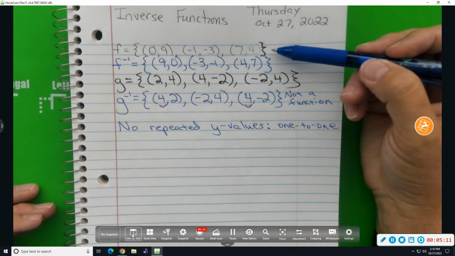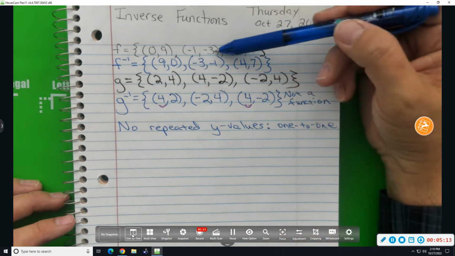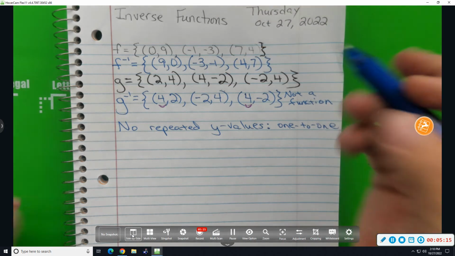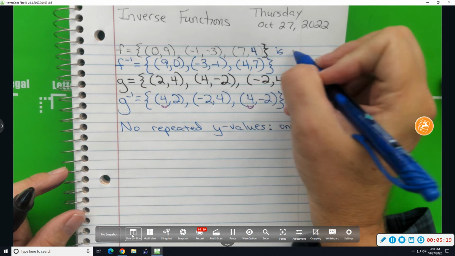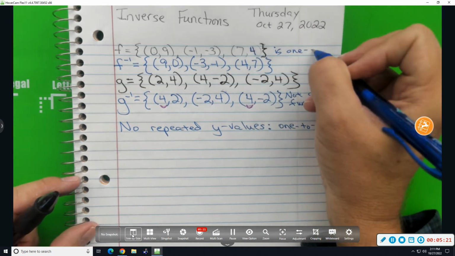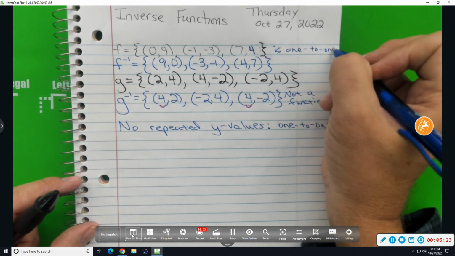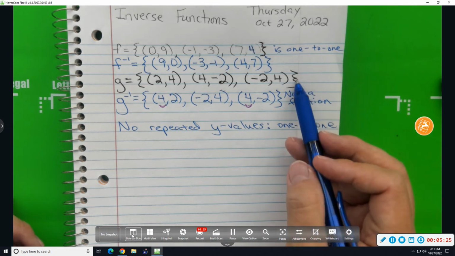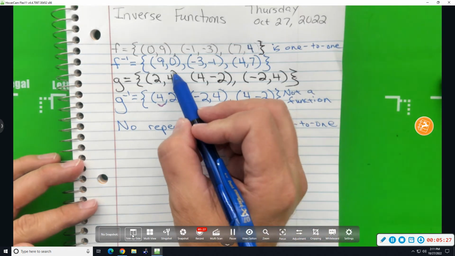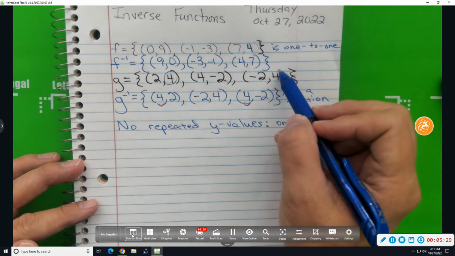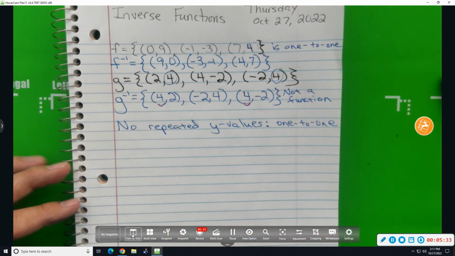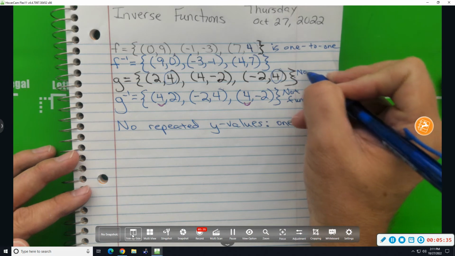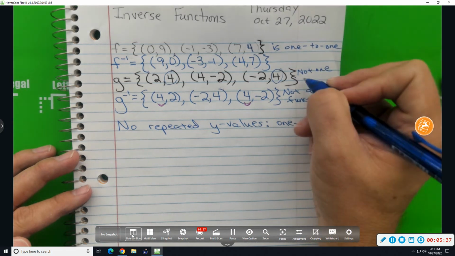So f is 1-to-1. Notice there's no repeated y's. Whereas g is not 1-to-1. We have those repeated y's. When we flip the ordered pairs, they become repeated x's. Not 1-to-1.